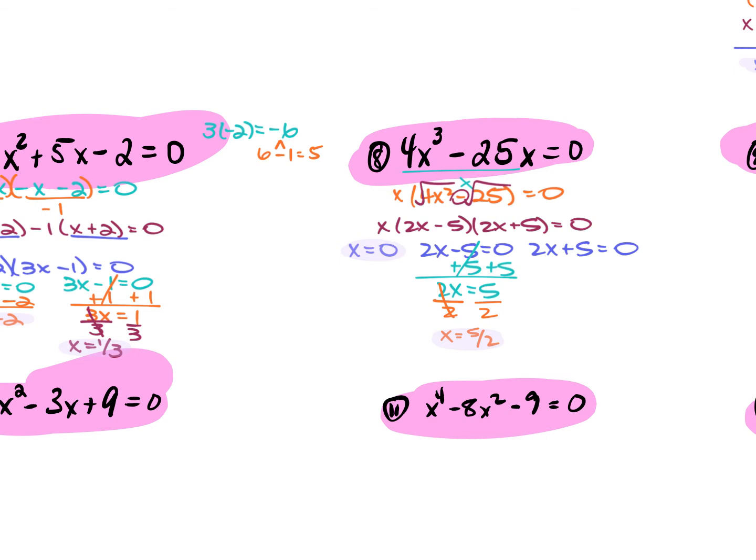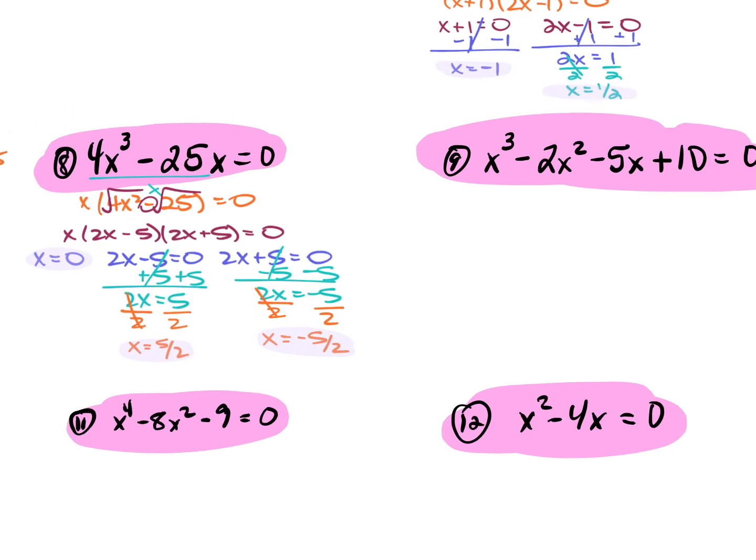For the 2x plus 5 is equal to 0. Subtract your 5 from each side. You have 2x is equal to negative 5. Then divide each side by the 2. So you get that x is also negative 5 over 2. So 3 solutions here. 0, negative 5 over 2, and positive 5 over 2.